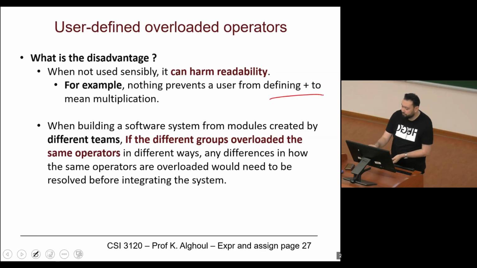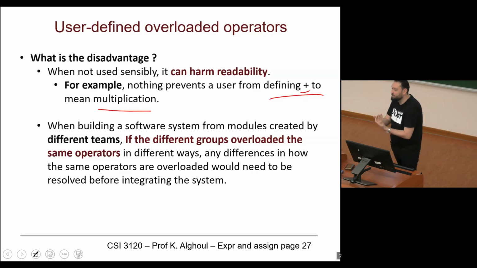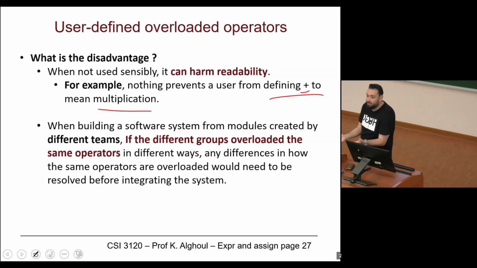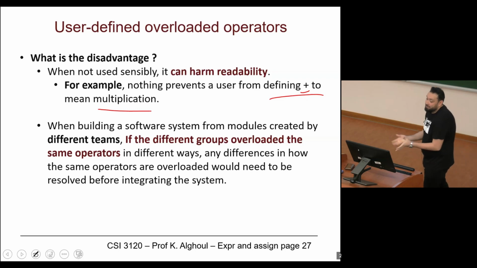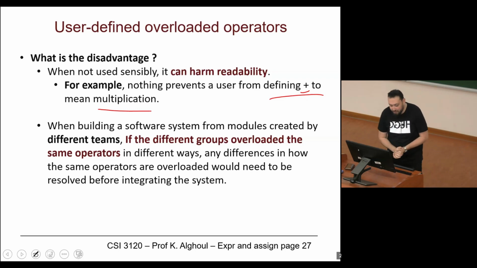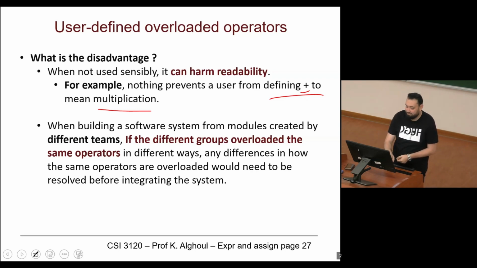Imagine you decided to define the plus to mean multiplication. Can you do that? That's the problem with C++. You can actually do it. No one is going to stop you. So imagine you're just playing around and you did this. And then, for example, you forgot about it at some point. It's a problem, right? That's why it's important to take this class.